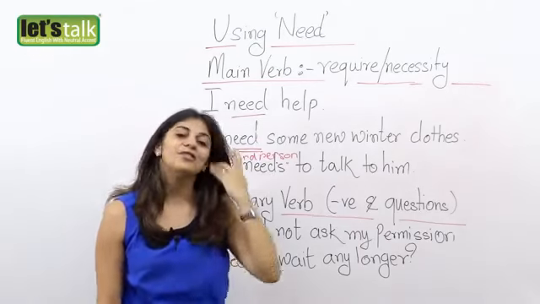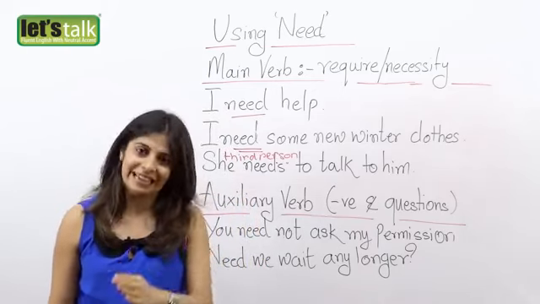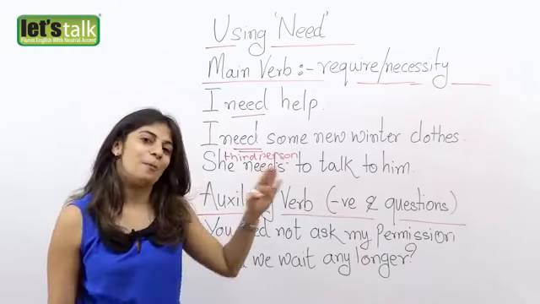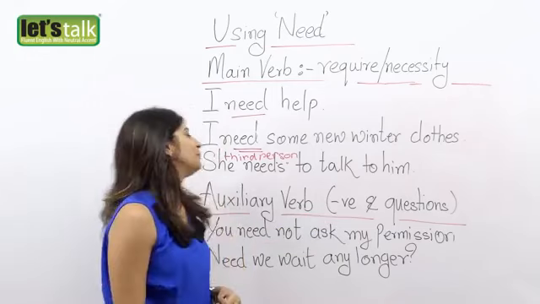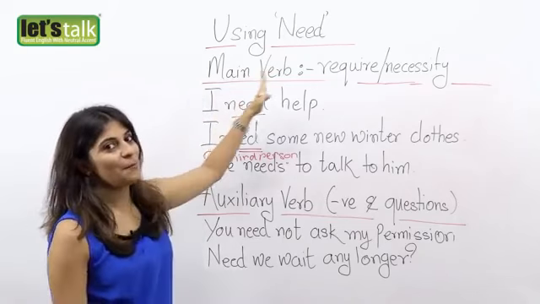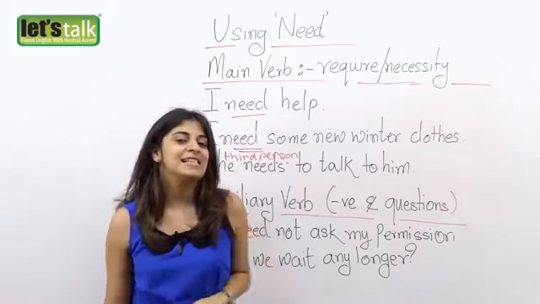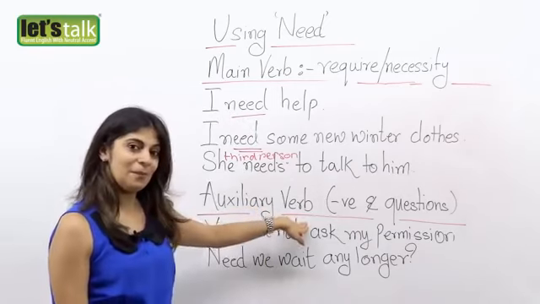We also have two more forms to need, which is needed and of course needed. Needed is your past and needed again is your past participle. So here we learned need when used as your main verb. Now let's see how need can be used as an auxiliary verb.